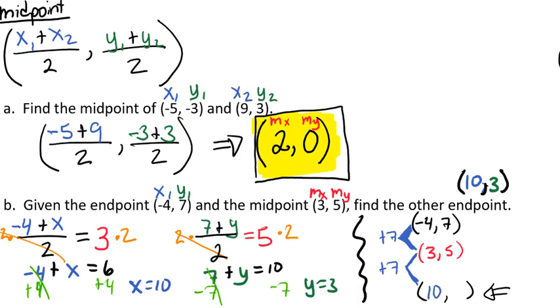You do the same thing for the y's. What do you need to do to get from 7 to 5? Well, you subtract 2. So you're going to do the same thing to get from 5 to the other endpoint. You'll subtract 2, and 5 minus 2 is 3. So notice that doing this gives us the same point. So either way is correct, and will find you your missing endpoint.